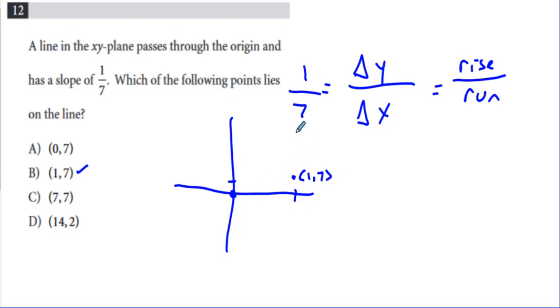Oh, I'm sorry, that's backwards. This is not the correct answer. I have to be careful. This is the point 7, 1. I knew something was wrong. 7, 1 is not a choice here.